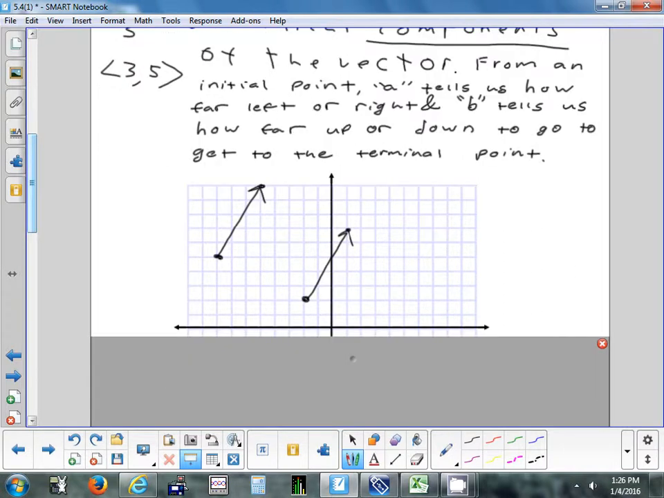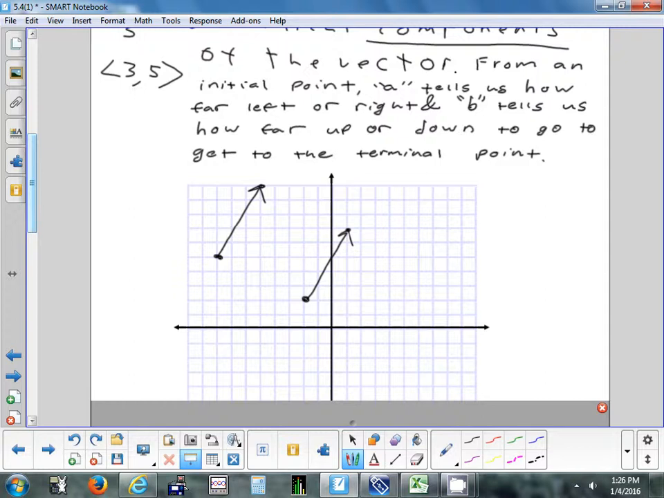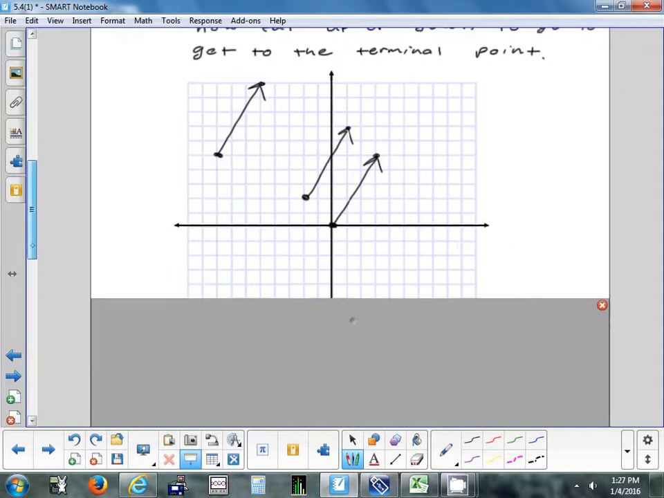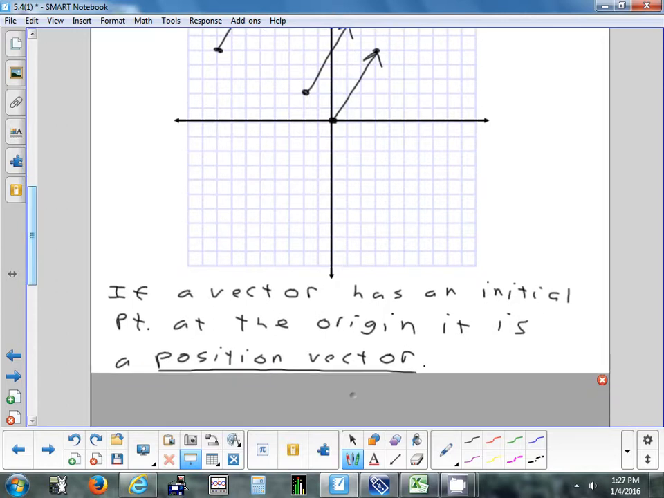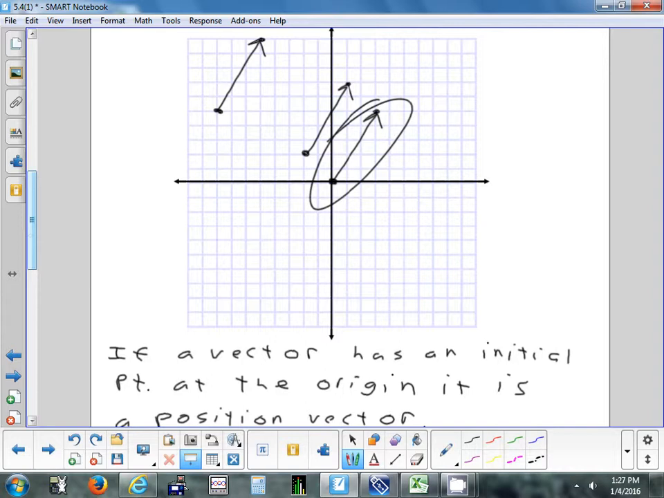But where do you think the best place to put your starting point is? Yeah, at 0, 0, which is the origin. If you have a choice of where to start, I'd prefer you always start at the origin. Okay. And if your vector does start at the origin, that's called a position vector. Okay, so on the above pictures, the only one here that's a position vector is that one.